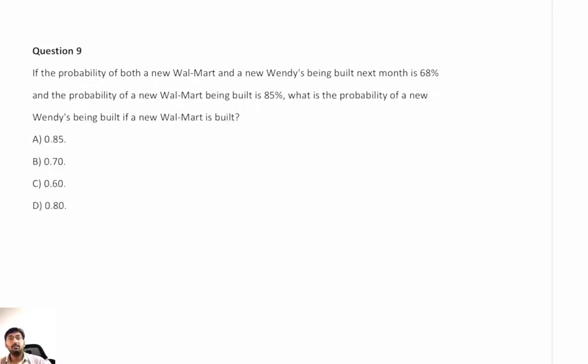Now coming to question number 9, very easy. Pause the video and solve it. If the probability of both a new Walmart and a new Wendy's being built next month is 68% and the probability of new Walmart being built is 85%. Clear? Means there are two possibilities that you will get two malls around you.